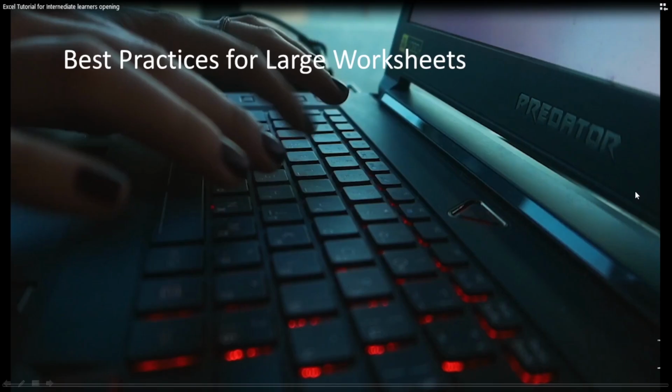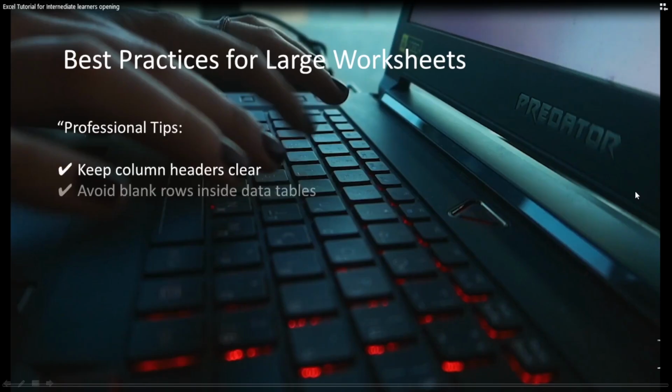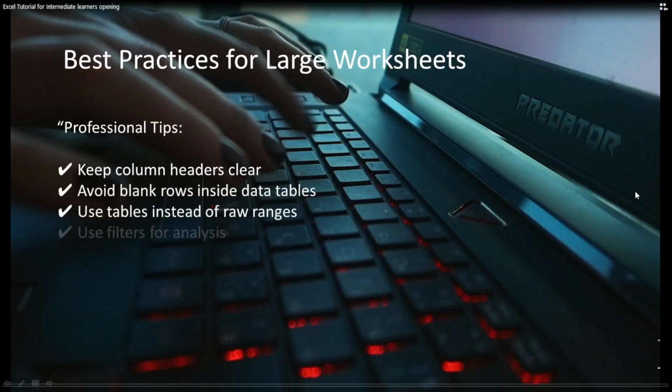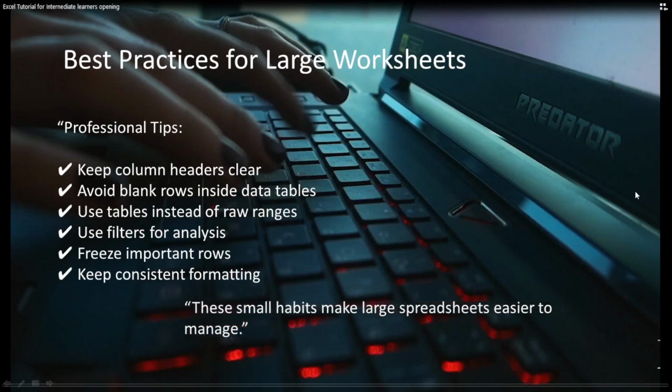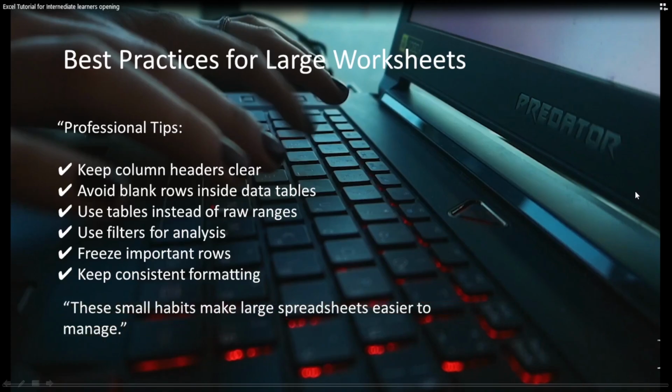Best practices for large worksheets. Keep column headers clear. Avoid blank rows inside the data tables. Use tables instead of raw ranges. Use filters for analysis. Keep consistent formatting. These small habits make large worksheets easier to manage.